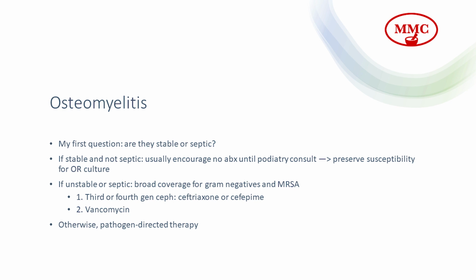Now, it changes a little bit if they're unstable or septic. So in that case, we employ broad coverage for gram-negatives and MRSA. So 2-drug regimens. The first is a 3rd or 4th generation cephalosporin. So ceftriaxone is your 3rd gen, cefepime is your 4th gen. For diabetic feet with wounds on the bottom of their feet, I would usually lean more towards cefepime because Pseudomonas tends to grow on the bottom of diabetic feet. I don't know why. And then also you want to add vancomycin to cover for MRSA.